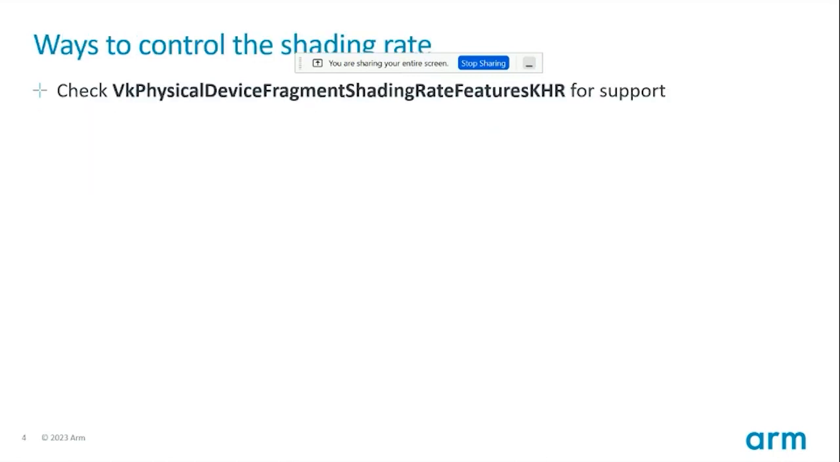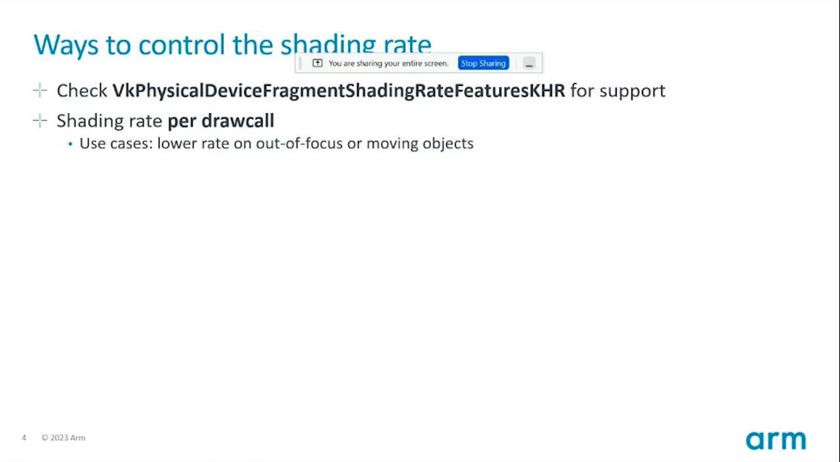We have several different ways to control the shading rate. All of these are optional, so make sure that they are supported on your device by checking the features struct. The first is pipeline shading rate, which is essentially setting the shading rate per draw call. Typical use cases for this would be using a lower shading rate on objects that are out of focus if you're using depth of field, or objects that are in motion if you're using motion blur, since we'll be blurring them anyhow, so you won't notice a reduction in shading rate.